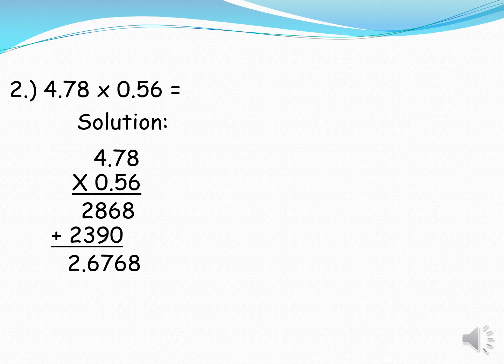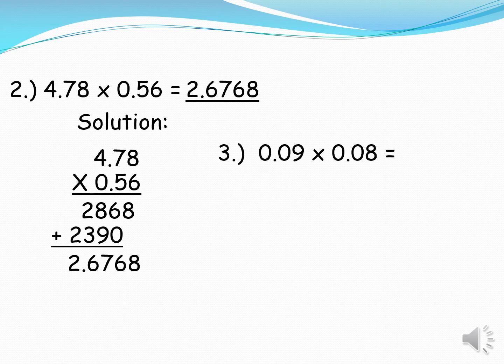Then bring down 2. Then count again the number of decimal places. So 2 decimal places in the first factor and 2 decimal places in the second factor. So in the product, we have 4 decimal places. So our product is equal to 2 and 6,768 ten thousandths.